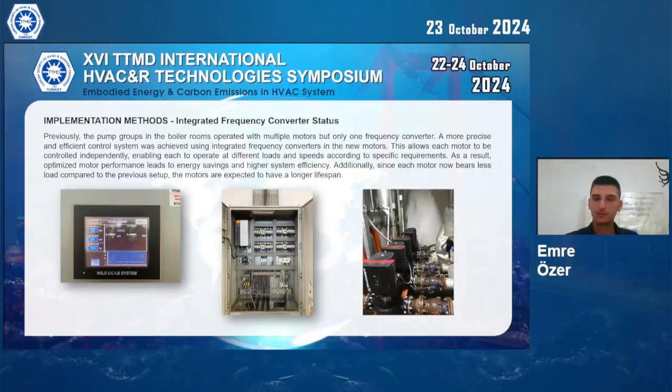In the previous systems at the area, many pump groups were operating with many motors, but only a single frequency converter was being used. By using a separate converter for each motor, each one can be controlled separately, and thus each motor can operate at different loads and speeds according to specific requirements. In this way, the system can be controlled more precisely and efficiently. As a result, optimized motor performance leads to energy savings and higher system efficiency. Also, in this way, the motors are expected to have a longer lifespan.